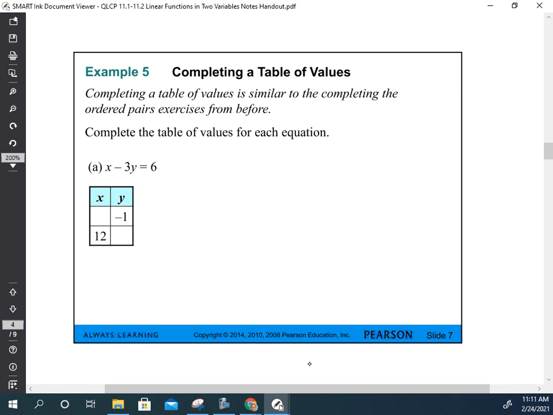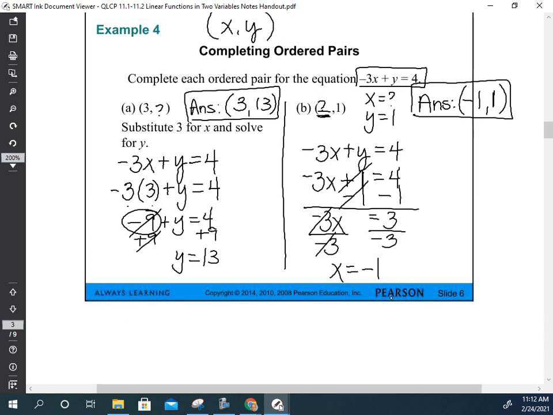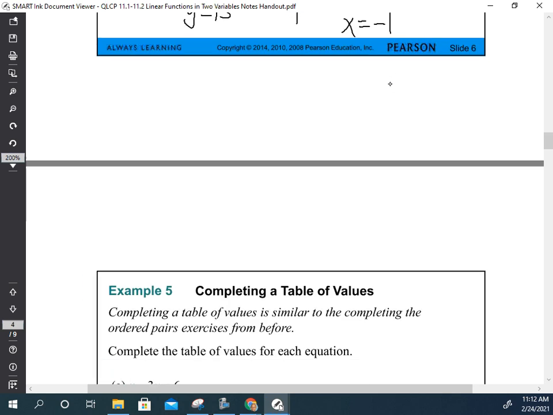Let's make a table. We need to know how to make a table in order to know how to graph, because we're eventually heading towards graphing. So, complete the table of values. This problem is no different than what we just finished doing up here. These two problems are no different from each other.